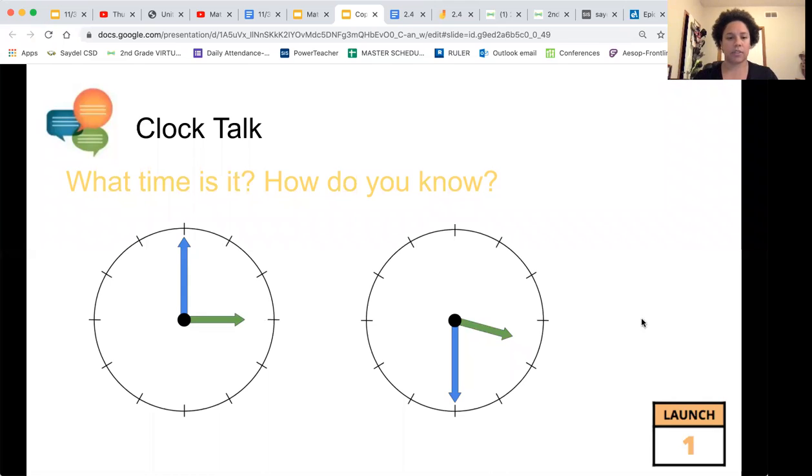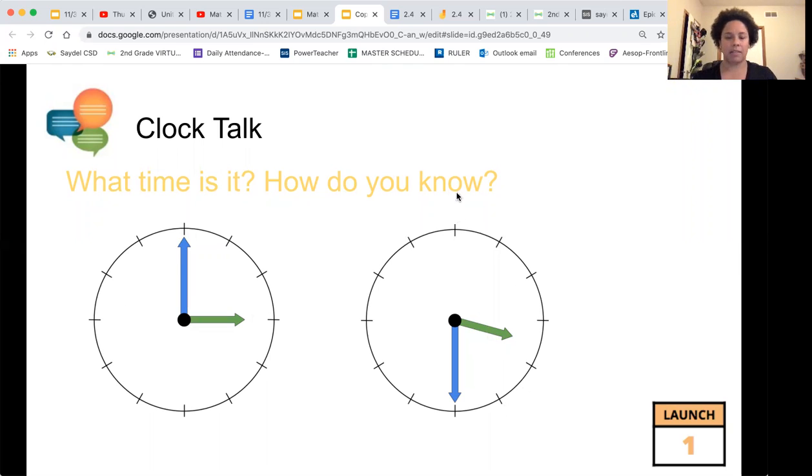If you look at this first clock on the left, what do you notice about it? Well, I see the long blue minute hand is straight up, and I know that's the 12 or o'clock. And I see the short hour hand, which is green, pointing directly to the right, which I know is 1, 2, 3 on the clock. So 3 o'clock. This first clock says 3 o'clock.